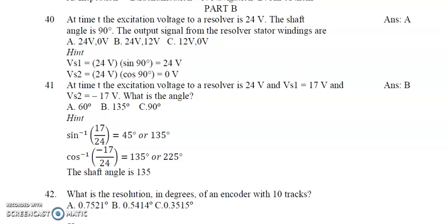Cos inverse of minus 17 by 24 is equal to 135 degree or 225 degree. So in both the cases 135 degree is common. Because the displacement cannot be two angles, it can be only one angle. So in both the cases the common angle is 135 degree. So the shaft angle is 135 degree, that is answer B.